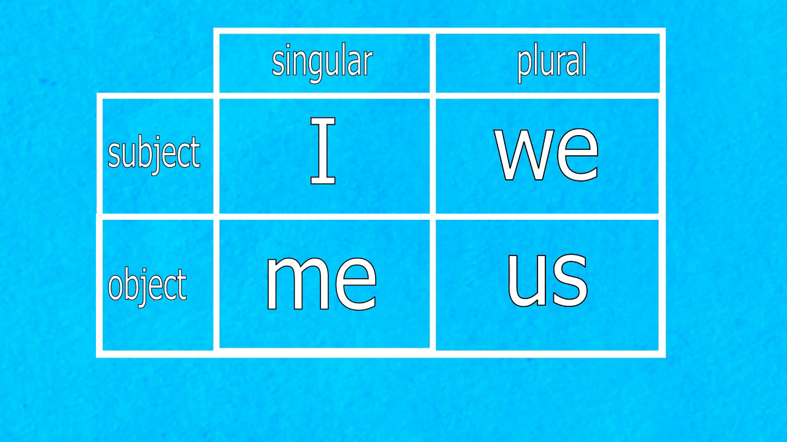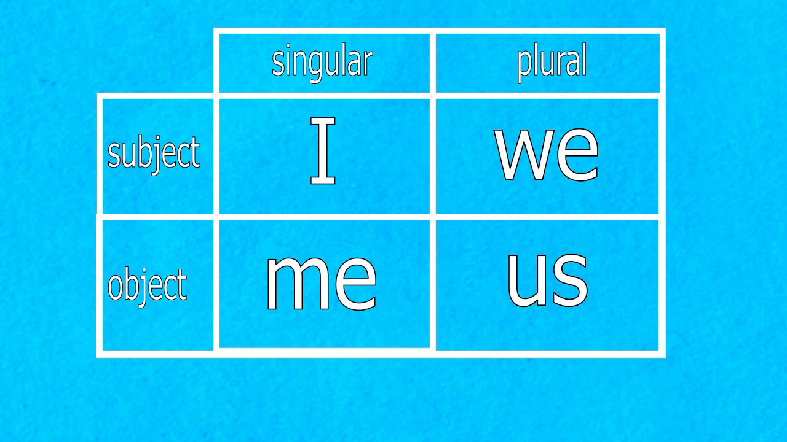Me want cookies. And if you use I in the object position, you sound like you're from 500 years ago and you're trying to be better than everyone else. Oh, cookies are very delicious for I. So if you don't want to sound like a cave person or a snob, make sure I and me are in the correct position.